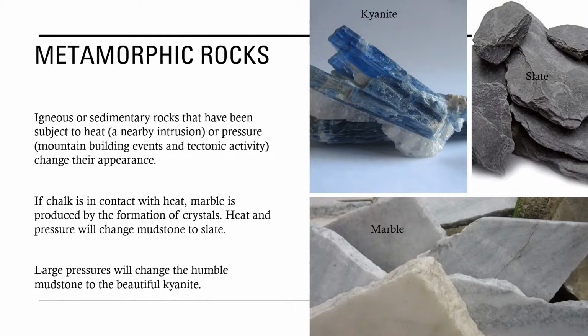So for example, if chalk is in contact with heat, so that igneous intrusion, marble is produced by the formation of crystals. So you've been using marble in worktops and bathrooms and things. Heat and pressure will change mudstone to slate, the same type of slate people used to write on. Large pressures will change the humble mudstone into kyanite, a beautiful blue crystal. So the change can be quite dramatic. This can actually be found in Scotland, the kyanite. So let's go and see the next slide.